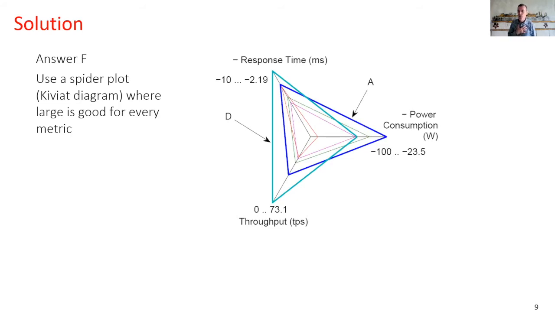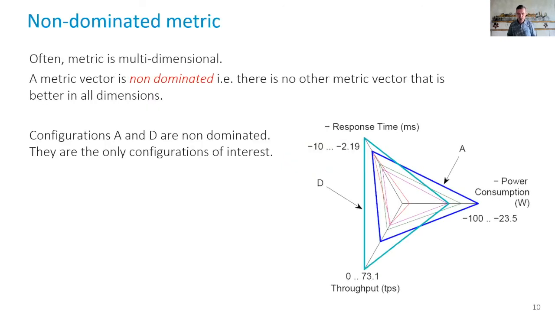However, there are still things we can say. When we have a multi-dimensional metric, in general, with rare exceptions, we don't expect one configuration to be much better than all other ones. But there can be configurations that are non-dominated. Here it's A and D. Non-dominated means that there is no other configuration that is better in all dimensions. For example, configuration B is dominated by A. So B is a configuration that is not interesting.